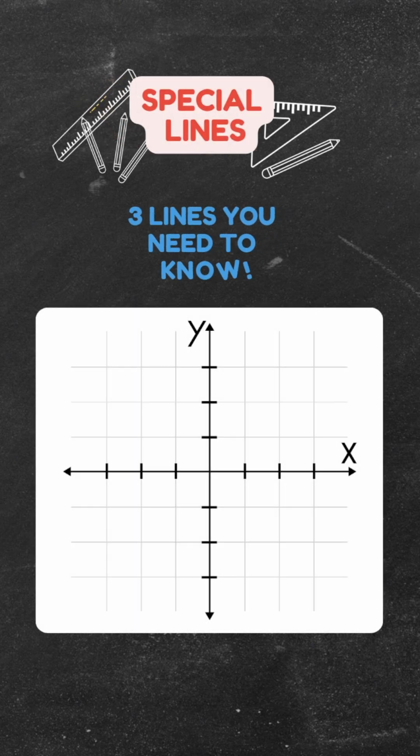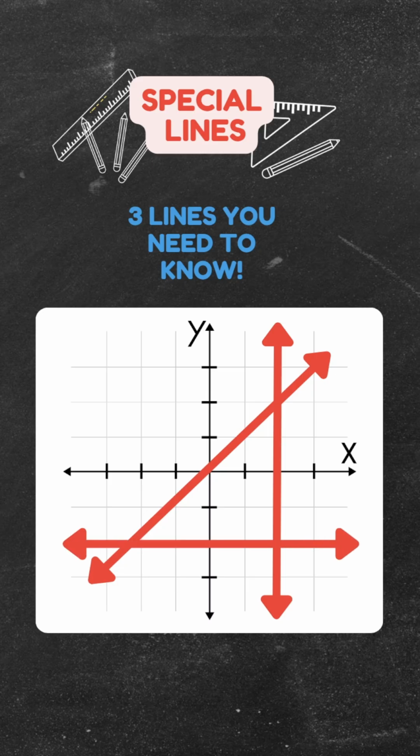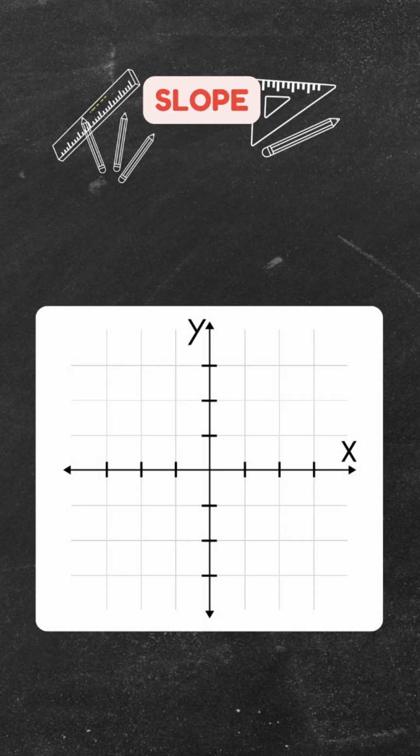Hey guys, Mr. P here again, and we're going to talk about 3 special lines that you need to know because they're definitely going to be on your test. You ready? Okay, so the first thing, you have to know what a slope is.